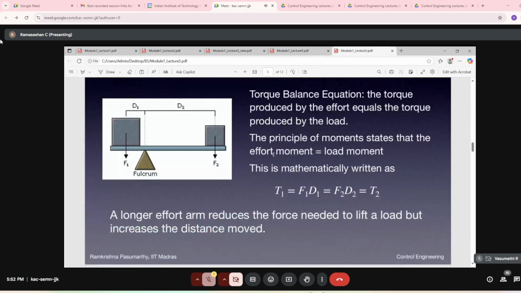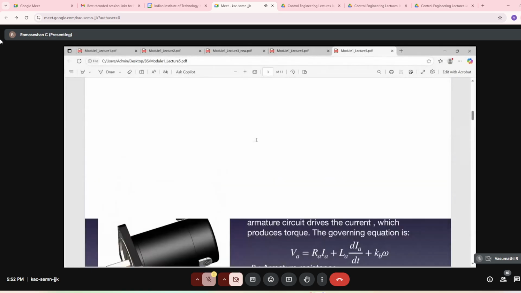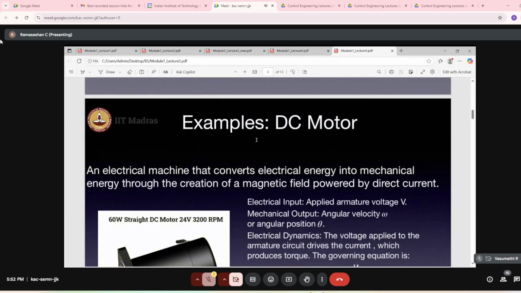The next is causal and non-causal system. In a causal system, the output Q of t depends on the outputs at the previous times, correct? In a normal system. But if the output Q of t depends on the output at the future also, then it is non-causal. Yes, sir.